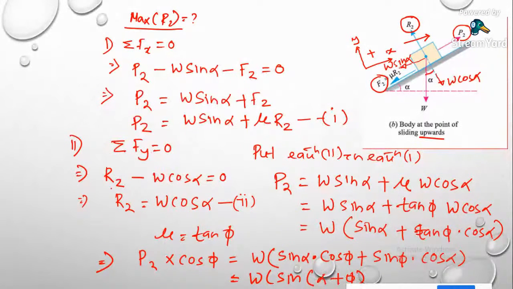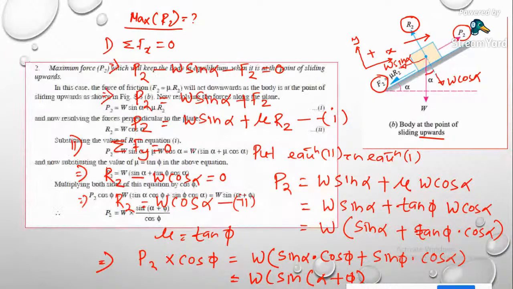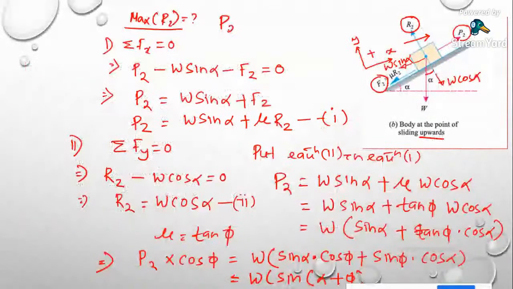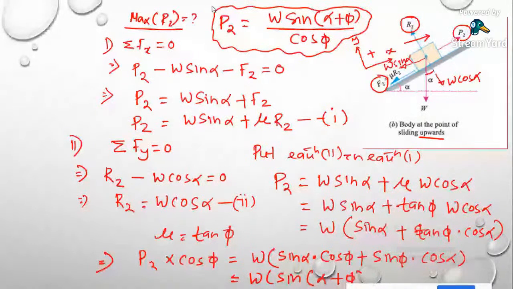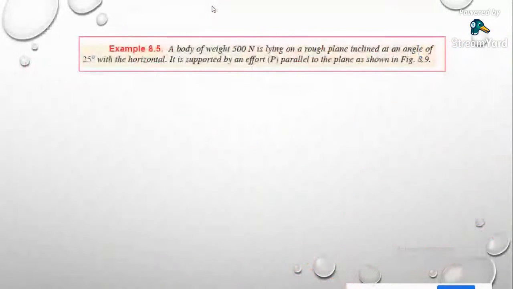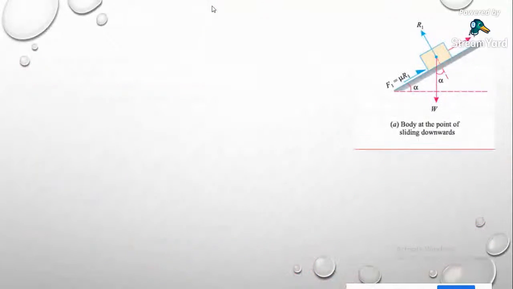Again I am rewriting this one here. So this equation becomes P2 will be equal to W into sin (alpha plus phi) divided by cos phi. So this is one generalized formula you can also refer. Otherwise you can solve by your own way, that is not a big thing. So this is the thing. So now this is one case.